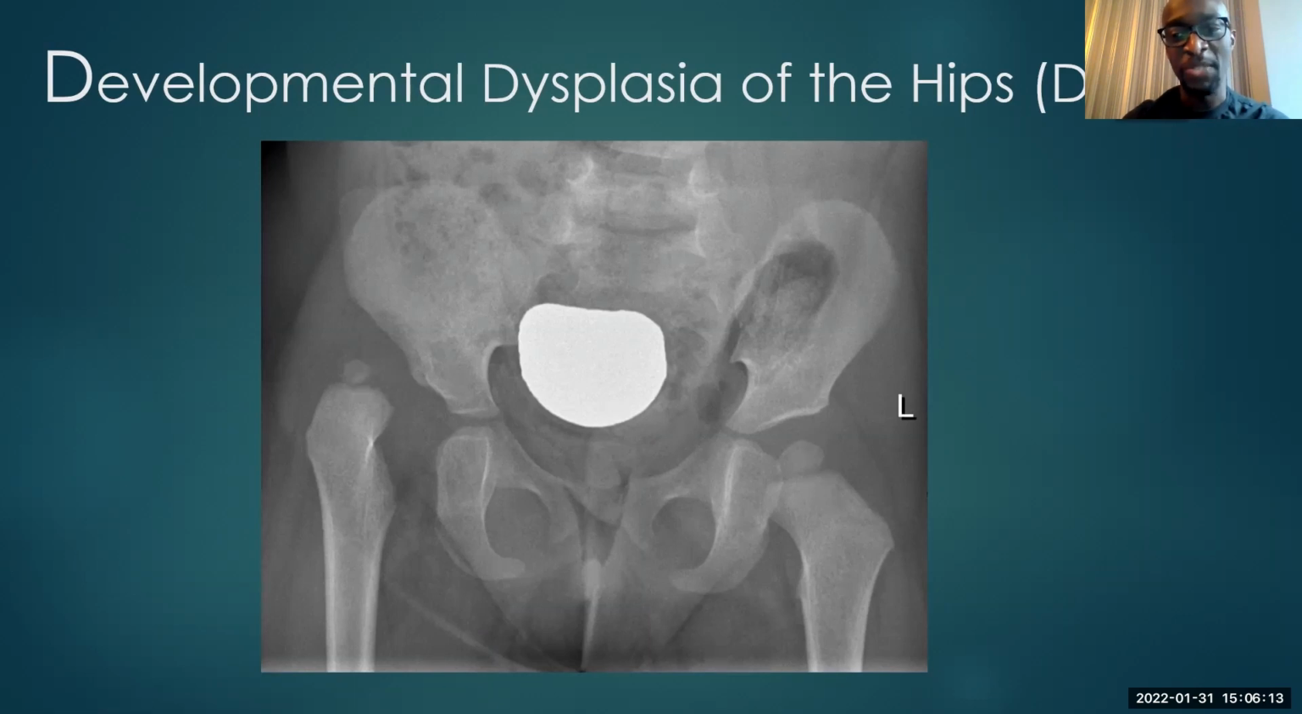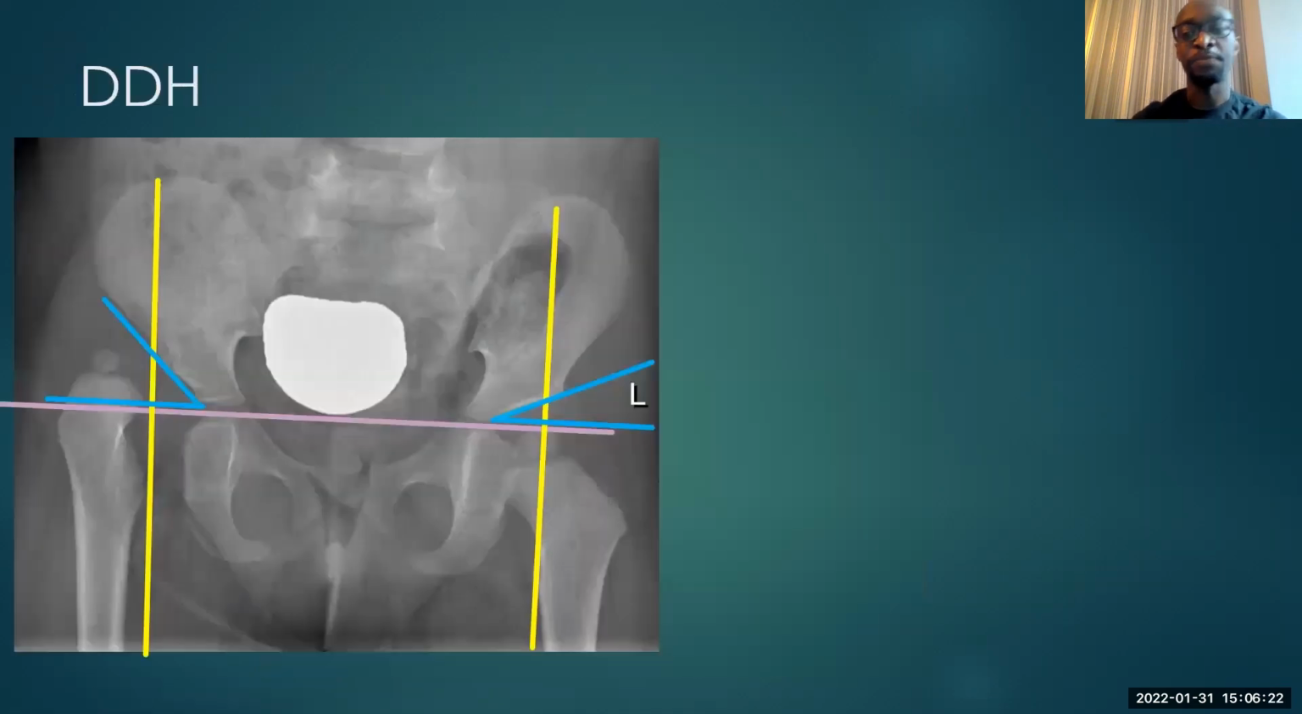And no prizes for guessing which is the abnormal hip. Clearly, this one is massively dislocated and superiorly displaced as well. So there are some funny lines that we can draw on the pediatric pelvic hip radiograph, which I didn't quite understand before I started doing this job.